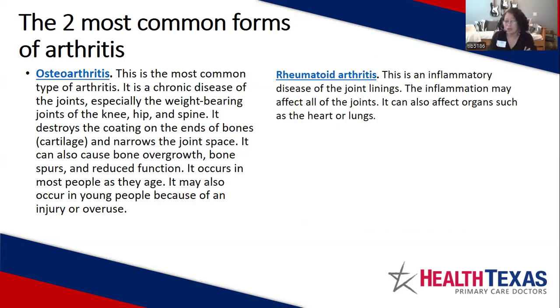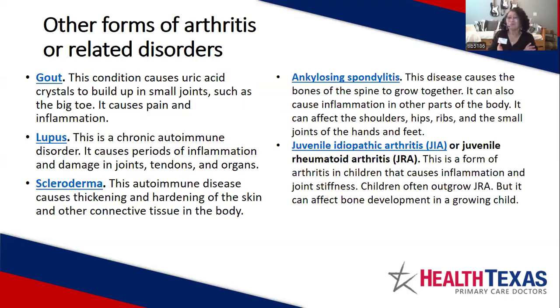Now, there's rheumatoid arthritis. This is an inflammatory disease of the joint lining. The inflammation that occurs affects all of the joints, and it can also affect organs such as the heart and the lungs. So there are other forms of arthritis or related diseases. Gout is one of those. It's a condition caused by uric acid crystals that build up in the small joints, such as the big toe, and it causes pain and inflammation.